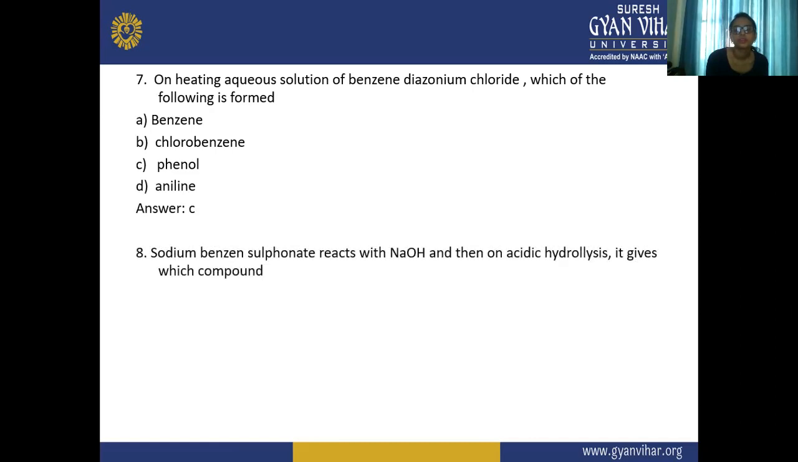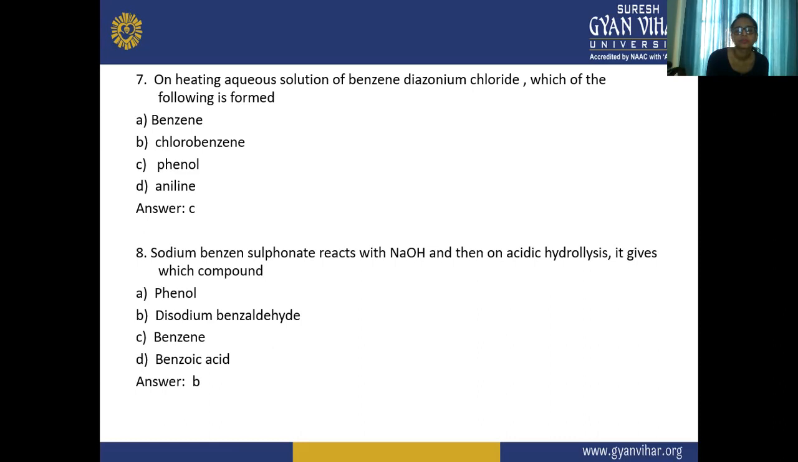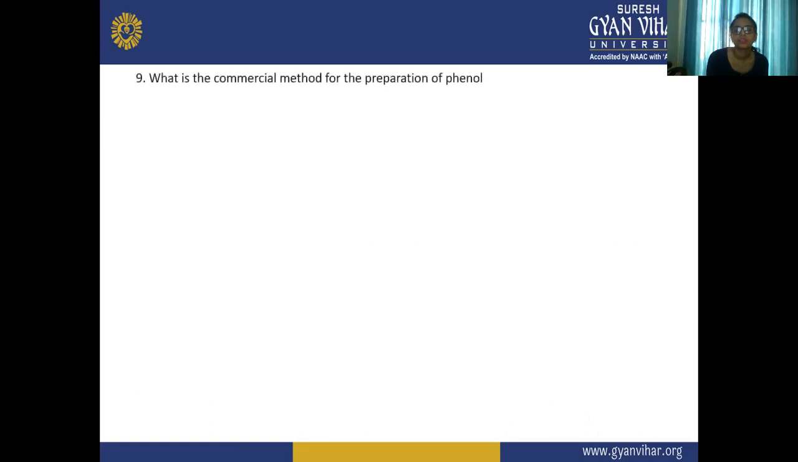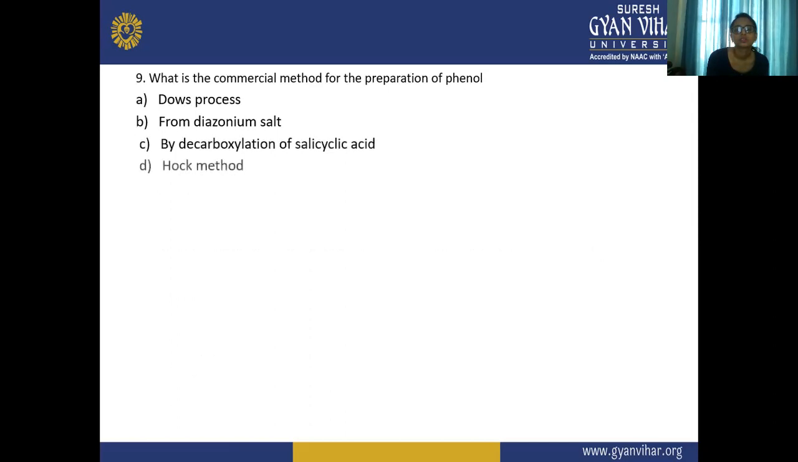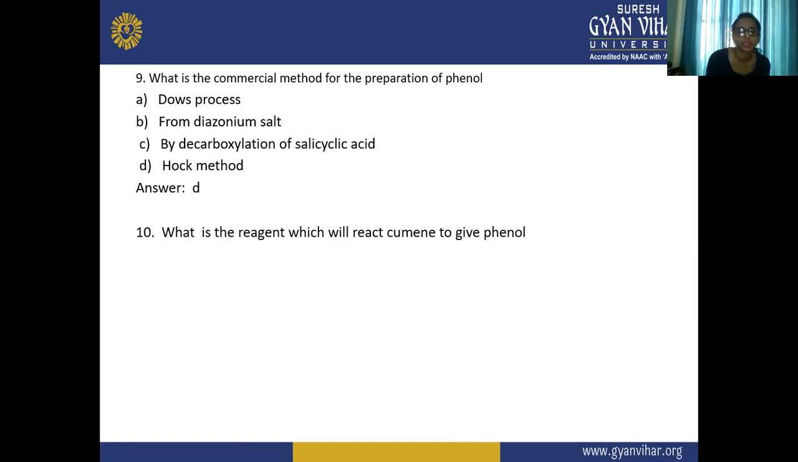Now, sodium benzene sulfonate reacts with NaOH, and then on acid hydrolysis it gives which compound? The answer is sodium benzoate. What is the commercial method of preparation of phenol? It is the Hock method. On a commercial scale, from the Hock method we can also prepare this phenol.